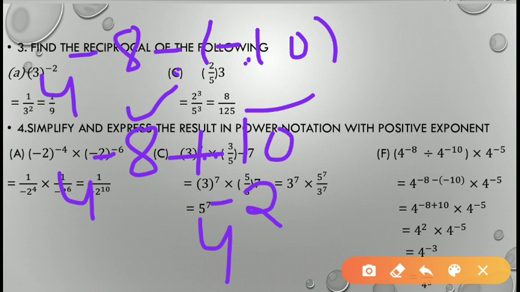Let's understand again. 4 to the power minus 8 minus. Why are we subtracting? Because the base is the same and the sign is divide, so the powers will be subtracted. That's why I am subtracting here. Now this minus sign will be plus and then 10 will be as it is. Plus minus will always be minus. So 10 minus 8 will give you 2. Why am I taking this 2 as positive? Because 10 is greater than 8 and the sign of 10 is positive. That's why I am taking 2 as positive.